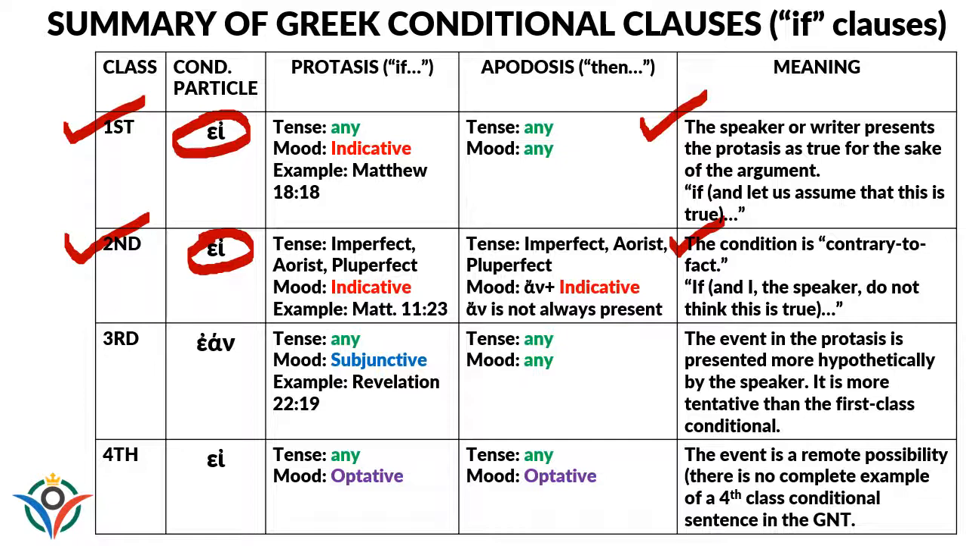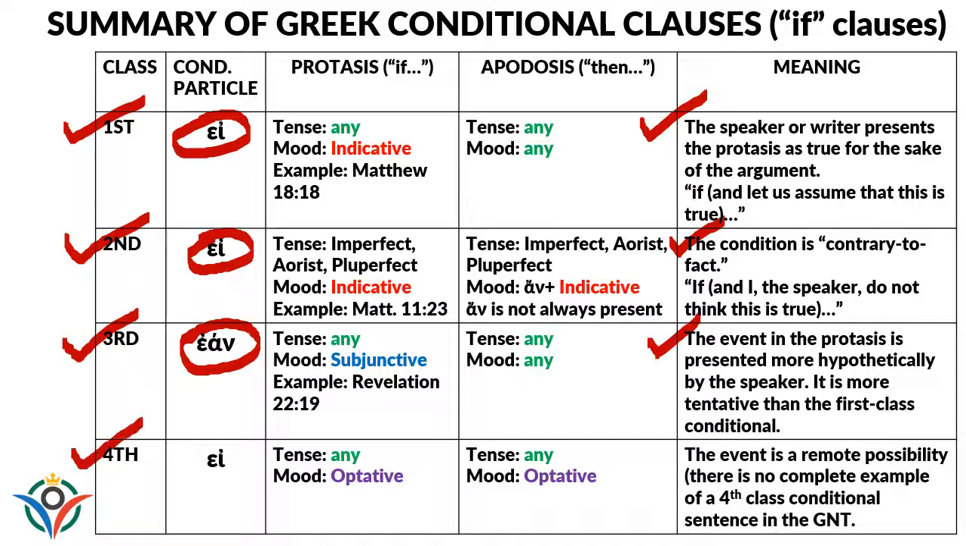And then we've looked at the third class conditional clause, but remember that the conditional particle is ean, or sometimes an may. The tense is any, but the mood is the subjunctive. So that's what sets the third class conditional clause apart, or makes it different from all the others. And an example there is Revelation 22:19. And the apodosis, the tense and the mood are any. And then here's a quick summary of the third class conditional clause. The event in the protasis is presented more hypothetically by the speaker. It is more tentative than the first class conditional.